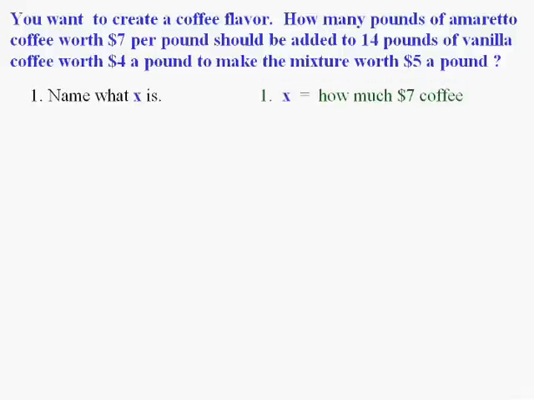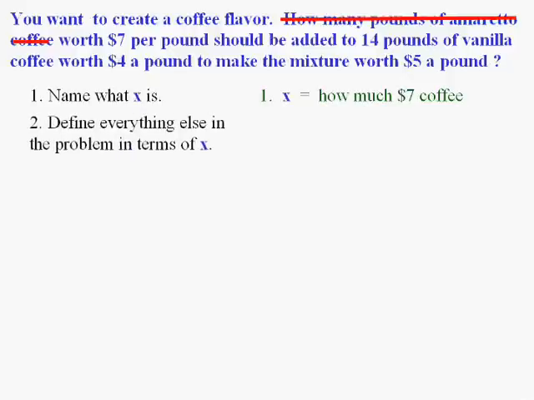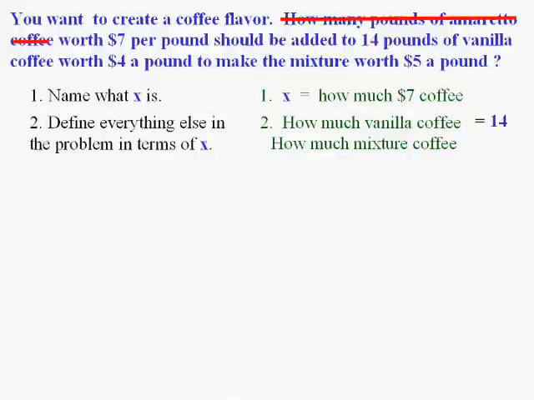And what we want to know here, let's look into it, what we want to know is how much, the amount of the $7 coffee. Okay? And I'm going to cross that out. Now, everything else in the problem, what can I write down? How much of the vanilla coffee? I actually know how much vanilla coffee I have. It's 14 pounds. That's the unit. And how much of the mixture coffee will I get if I pour x into 14? No problemo. That's x plus 14.